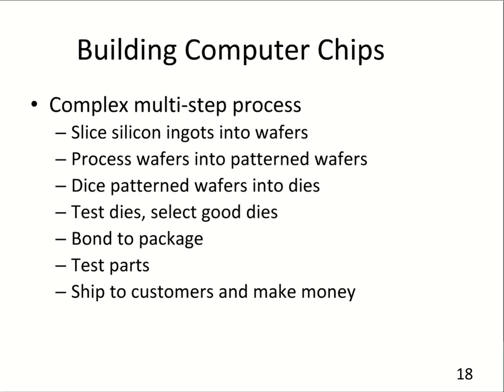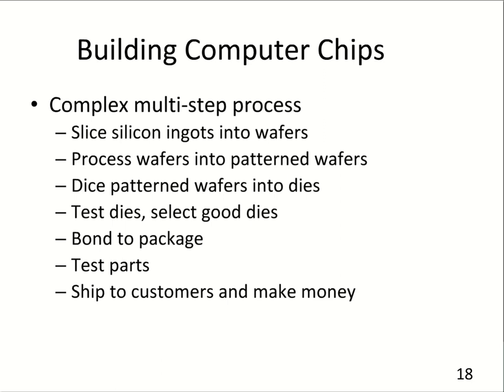Computer chips are built using a complex multi-step process. They start out as silicon ingots, which are sliced into thin wafers. These wafers are then processed into patterned wafers, where the patterning on the wafers actually implements the devices, the transistors, as well as the interconnect, the metal wires that connect devices to each other. And then the patterned wafers are sliced or diced into separate die. Each of those becomes a single computer chip.